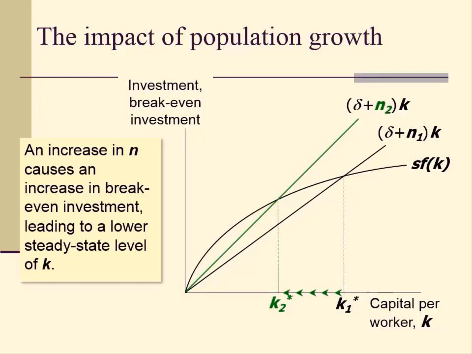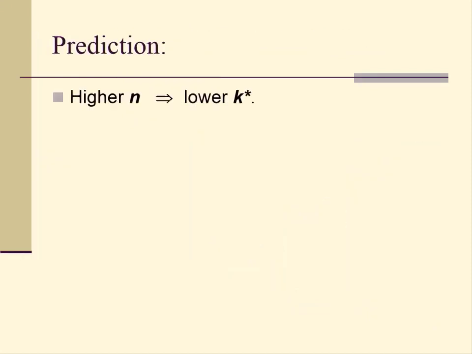So the population growth would lead to, as you can see in this plot, the capital stock per worker going down from k1 star to k2 star. So population growth is another possible cause of income differences across countries, as this model predicts that higher n causes lower k star.